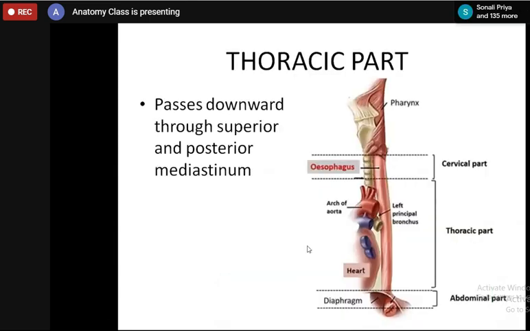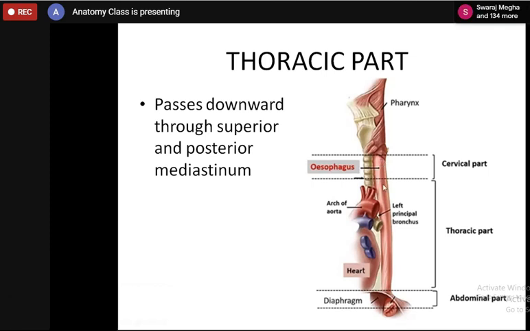We'll go for the thoracic part of esophagus. This is the cervical part, whose extension and relations we have already covered. Then we'll go for the thoracic part of the esophagus, which is present within the mediastinum.